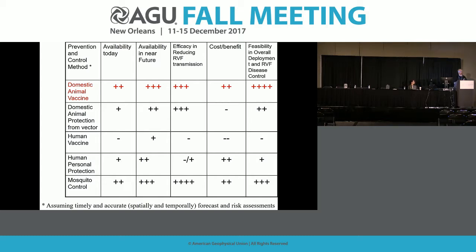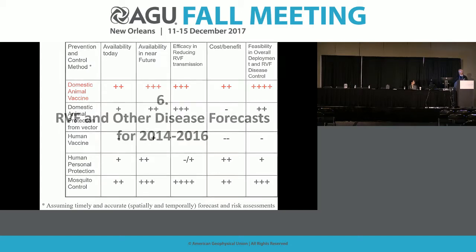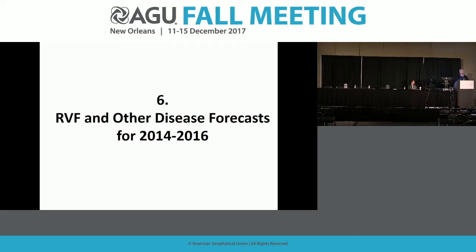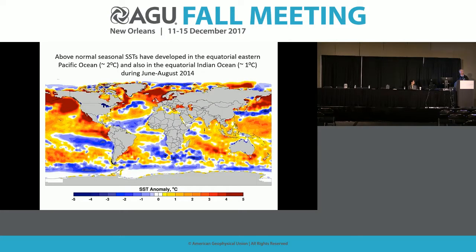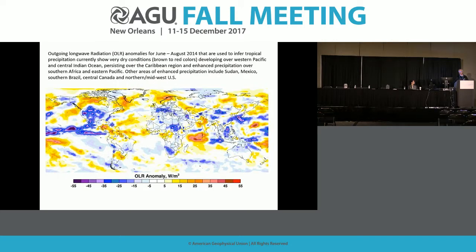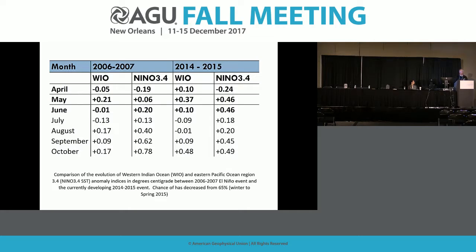Up until recently, I thought that actually vector control might be the most effective technique. So let me go on and talk about what happened in 2014, 2015. As the El Nino developed, again, warming of the Pacific, a warming eventually of the Indian Ocean, we put out warnings. This is OLR data just showing convective activity. And then just a table here comparing it to 2006 to 2007. So it was very comparable, perhaps even a little stronger.